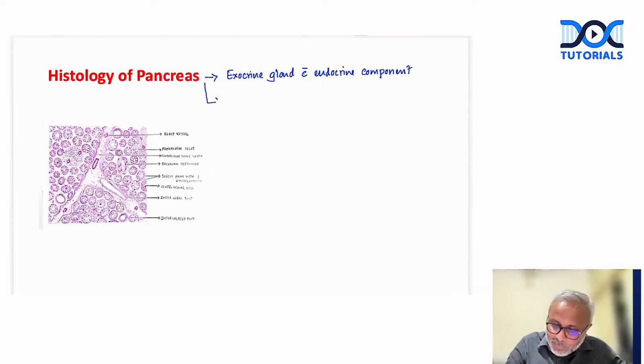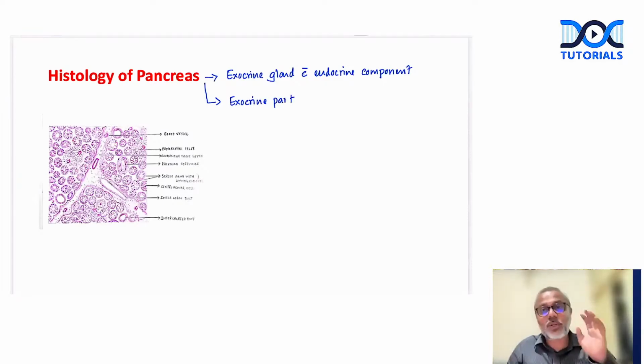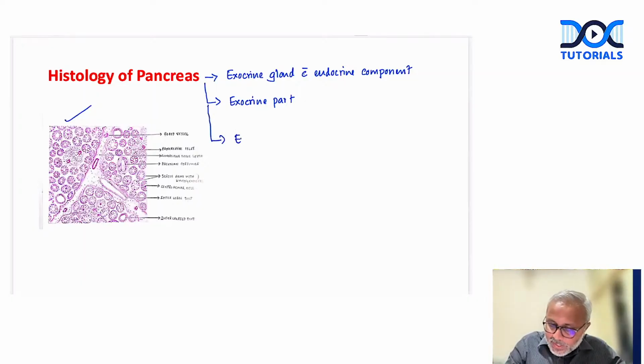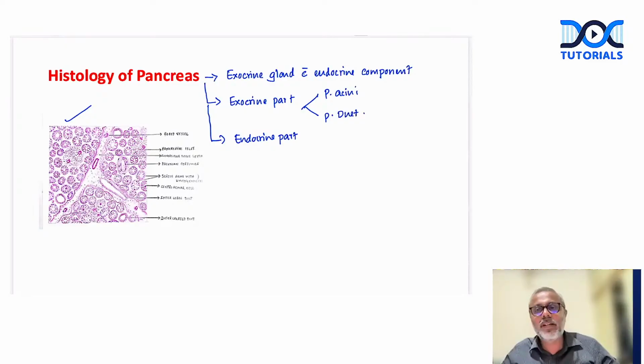When you describe the structure, start with the structure of the exocrine part. Of course, the first thing you do is draw the diagram, right? So start with the exocrine part and then the endocrine part. What do you write in the exocrine part? Talk about the pancreatic acini and then the pancreatic duct system, right? This is how you should mention it.